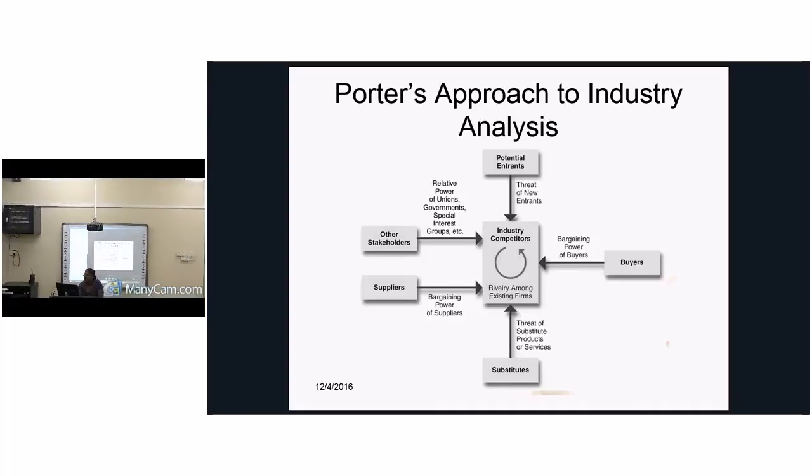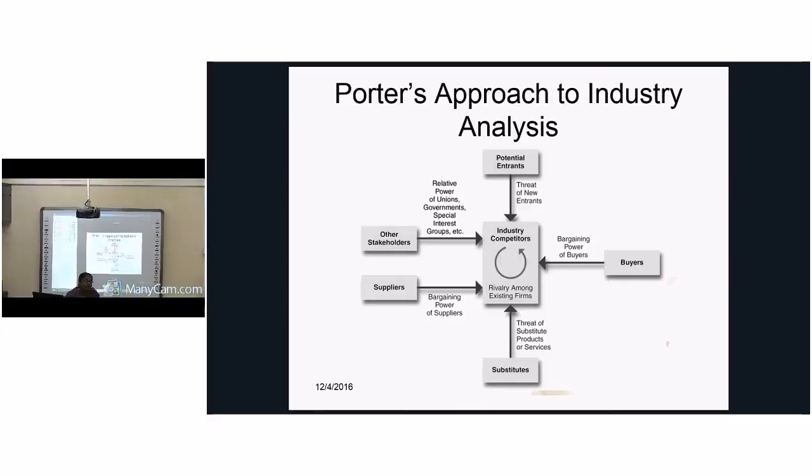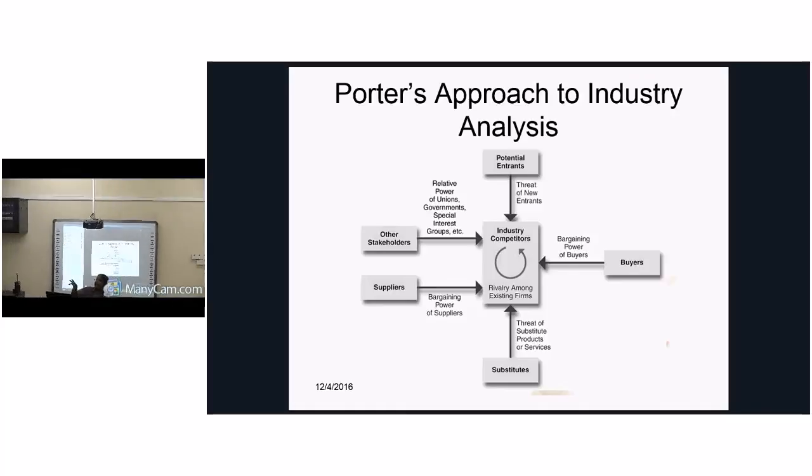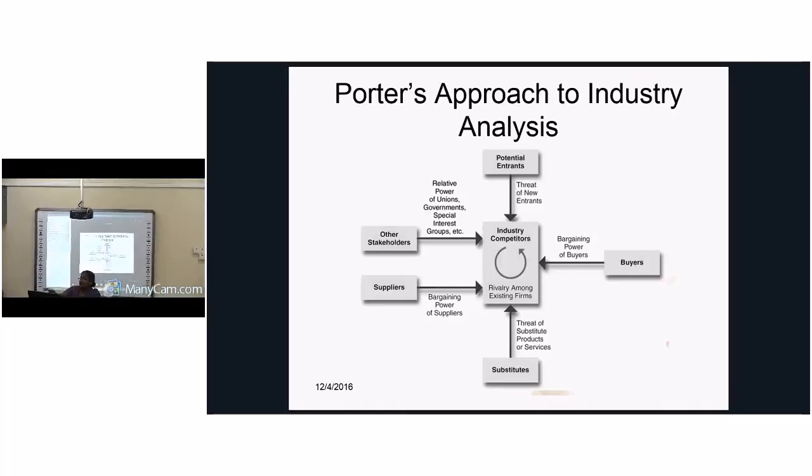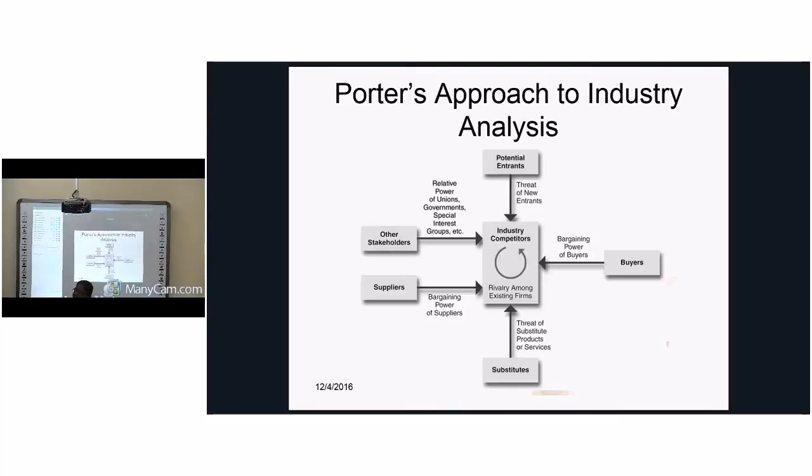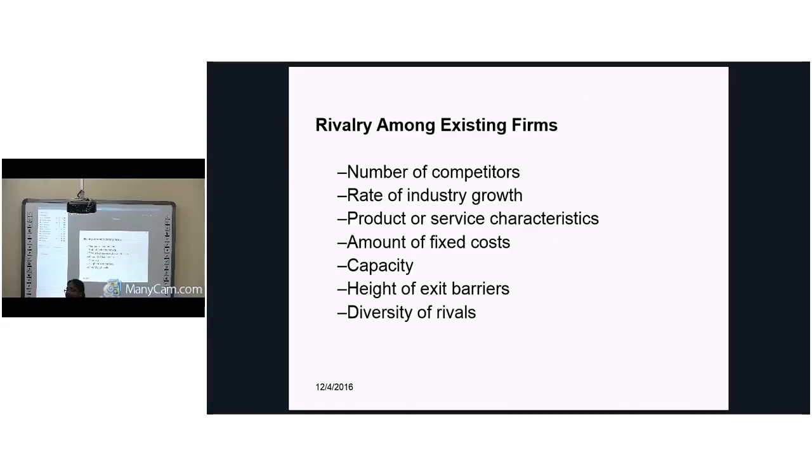So the industry consists of rivalry among existing firms, you and your competitors. In analyzing the industry, you can use this model and identify how each of these parties puts pressure on your actions, on your company. This is one of the models you can use. So, when you consider the rivalry among existing firms, you can consider these factors.